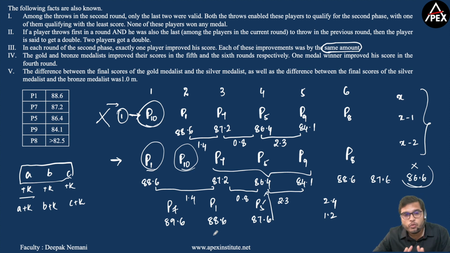So I consider this question to be very difficult because this statement, one medal winner improved his score in the 4th round, is very much misleading, and students might waste a lot of time in the exam sticking to the silver medalist improving his score in the 4th round. Now I believe that to get a good score in the LRDI section, you need to know which sets to pick and which sets to leave. Now that's the key in getting a good score in the LRDI section of CAT. Leave these types of questions in CAT unattempted without any hesitation, guys.